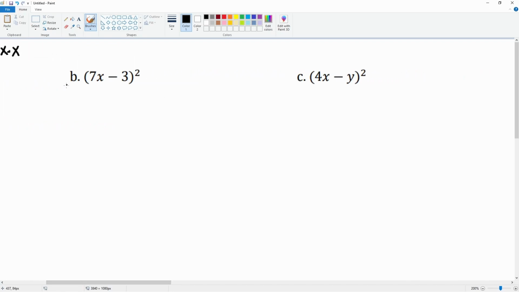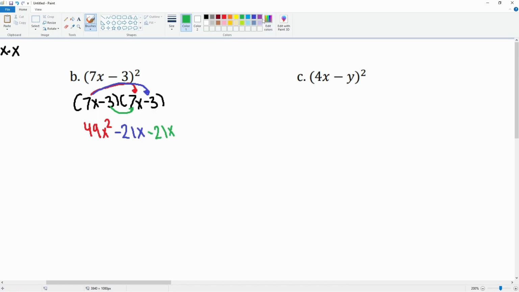Let's expand out the 7x minus 3 squared. We have 7x minus 3 times 7x minus 3. We can now distribute. The 7x times the 7x becomes 49x squared. 7x times negative 3 becomes negative 21x. Then we have the negative 3 times 7x becomes negative 21x. And then we have the negative 3 times negative 3 becomes a positive 9.